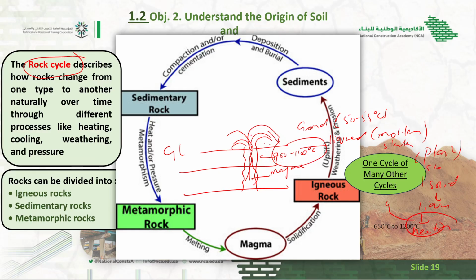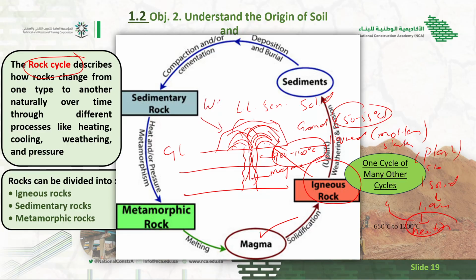When it is exposed to the natural ground, the temperature here is less, 50 to 55 degrees centigrade. So it is converted slowly and gradually from liquid form to semi-solid form, and at last it is converted to the solid form. Now this rock which is formed by means of magma is called what? Igneous rock.